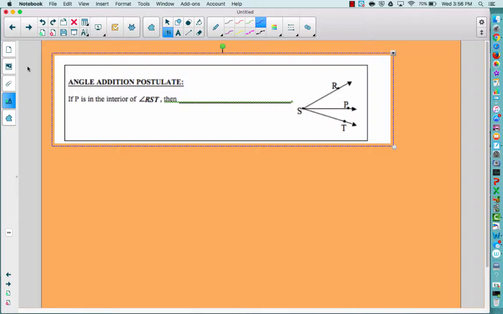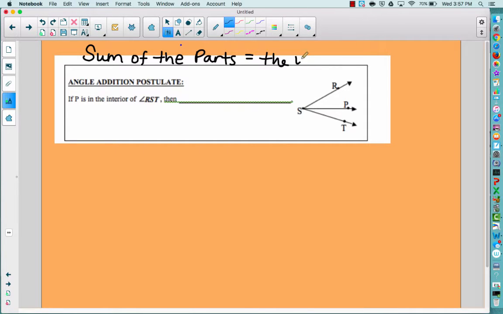All right, so now we're going to put all this together. We have another postulate. Let me remind you that a postulate is something that you accept without proof. So I do not have to prove this to you, but the angle addition postulate is very similar to the segment addition postulate. You may remember that with the segment addition postulate, the sum of the parts equals the whole. The angle addition postulate says that if P is in the interior of angle RST, which it is, then the measure of angle RSP plus the measure of angle PST is equal to the measure of angle RST. So this angle plus this angle equals the whole angle.